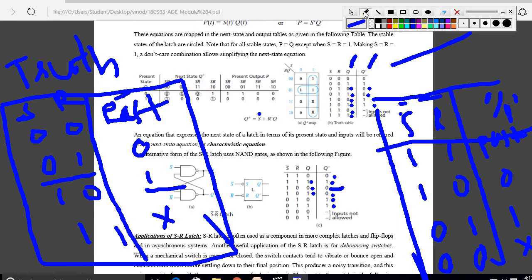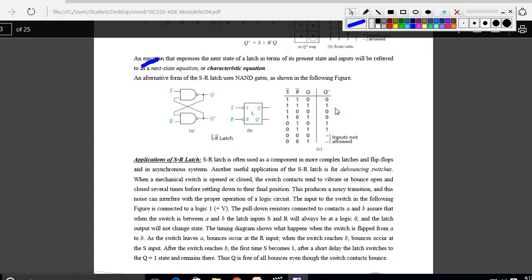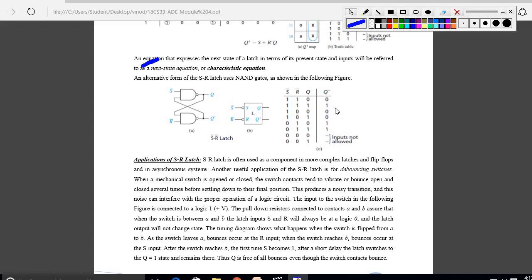So this is about the SR latch concept. Again I am telling you, these latches are memory devices. They store the previous values that will be used for future use, which means the present value is decided based on the previous value only.